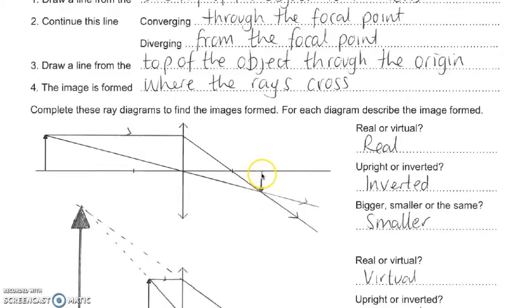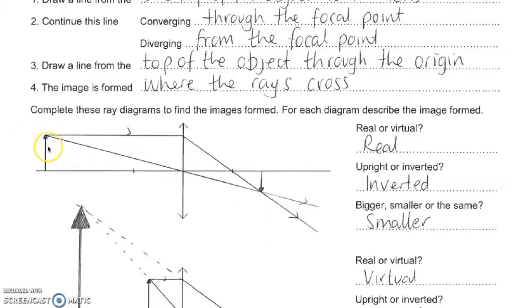And notice it is a real image, which means it's to the right. So if we put a piece of paper here, we would actually see it. However, it would be inverted, it would be upside down. And also, as we can see visually, it is smaller or diminished. So these are the three terms you need to be aware of, and this is the terminology you need to be able to describe the image that gets formed.